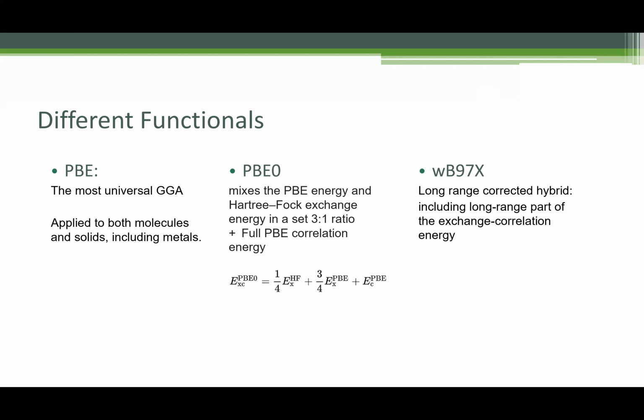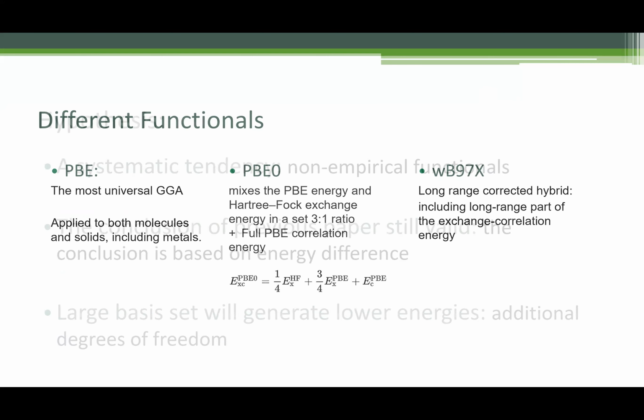WB97X is a long-range corrected hybrid. It includes the long-range part of the exchange correlation energy.